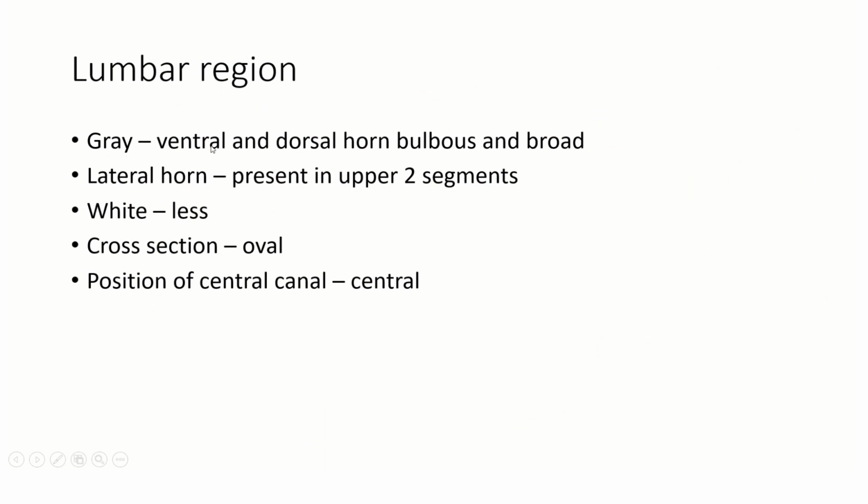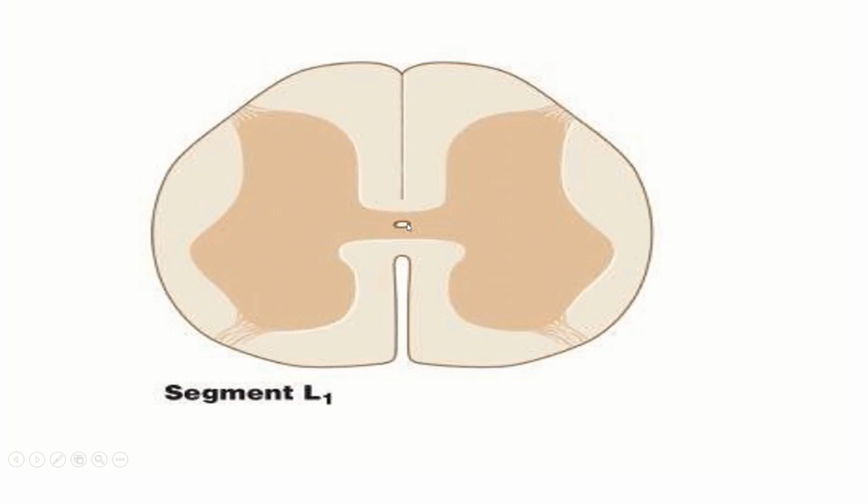In the lumbar region, again ventral and dorsal horns are bulbous and broad. Lateral horn is present only in the upper two segments. White matter is comparatively less in relation to the thoracic and cervical regions. Cross section is oval. Position of the central canal almost lies midway between the dorsal and ventral aspects. You can see here, this is the central position. You can see the bulbous posterior horn and bulbous anterior horn. And this is the white matter, which is comparatively less with respect to the thoracic and cervical regions.